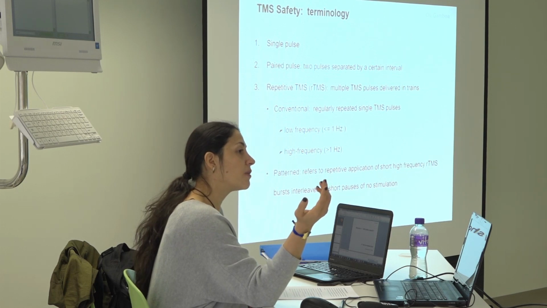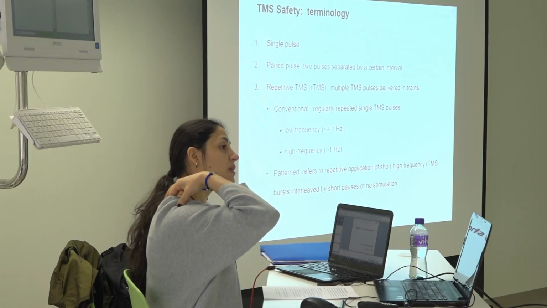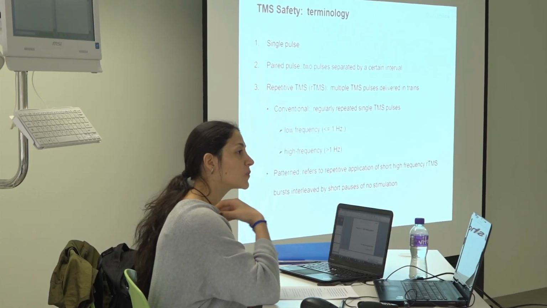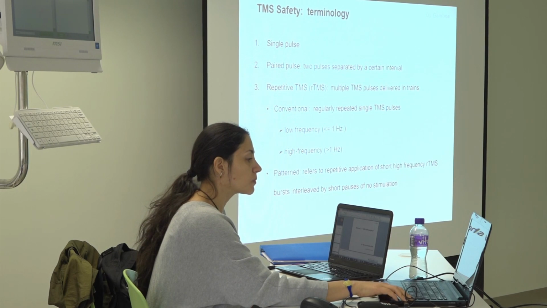So 2 hertz, 5 hertz. Well, the more typical are 5 hertz, 10 hertz, 15, 20 hertz, 25. 10 hertz means 10 pulses per second. Everything that is higher than 1 hertz, than 1 pulse per second, will be high frequency. So this is for the conventional protocol.